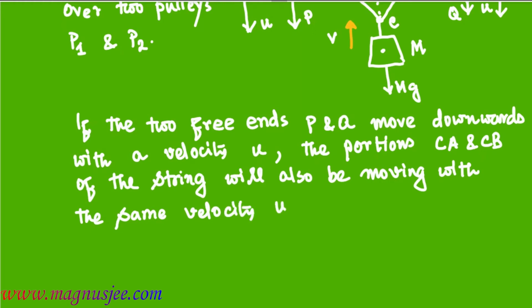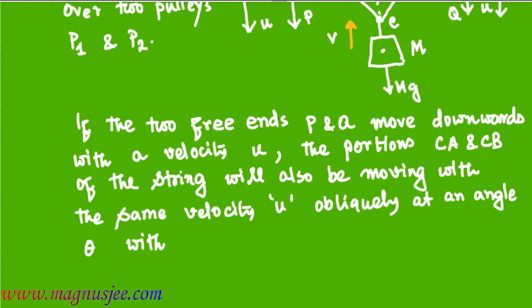If the two free ends P and Q move downwards with the velocity u, portions CA and CB, which are the oblique portions of the string, will also be moving with the same velocity u obliquely at an angle theta with the vertical direction. The portions CA and CB subtend an angle theta with the vertical direction. The vertical direction here is CN.